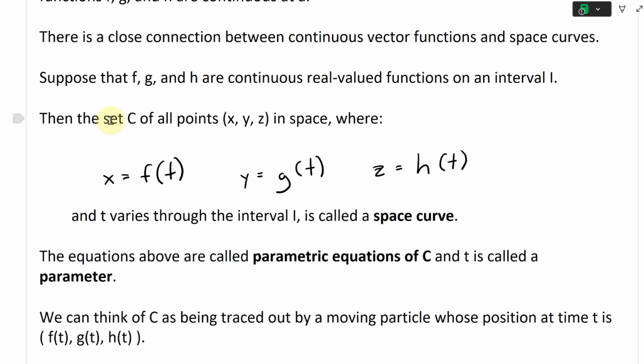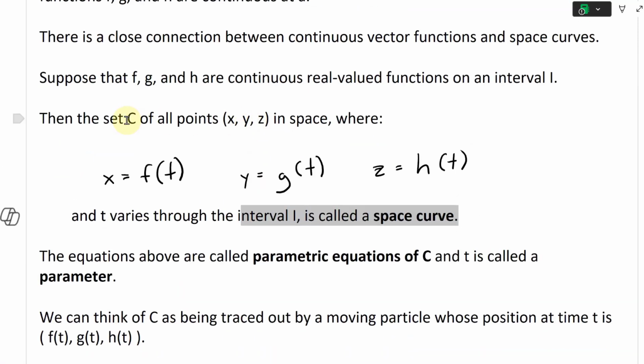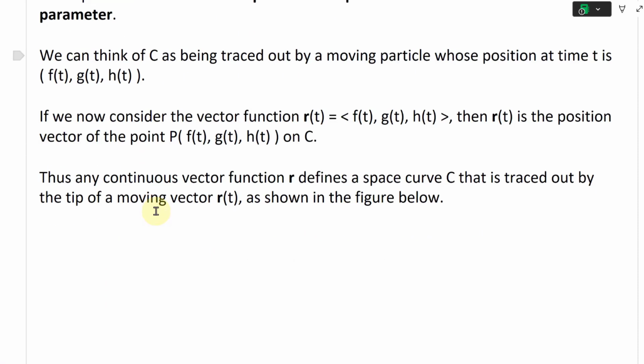Back to this statement: the set of all points x, y, z in space, where x, y, z equal the components of the vector and t varies through the interval I, is called a space curve, just a curve in space. The equations above are called parametric equations of C. This is the set of all points in space that fit these functions, and t is called the parameter. We can think of C as being traced out by a moving particle whose position at time t is f of t, g of t, h of t.